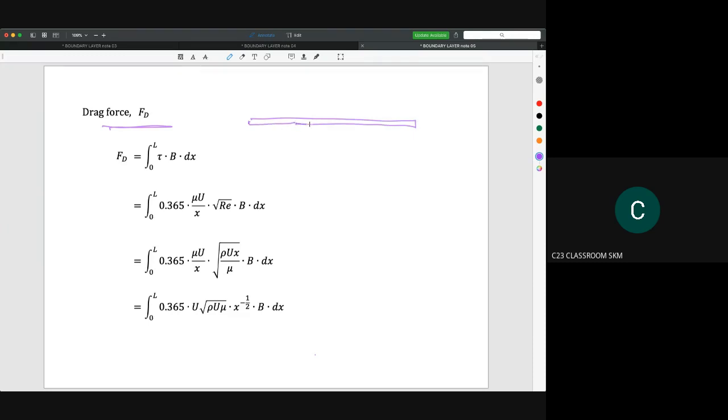It comes from this idea. Let's say we have a plate here, and we have a lot of molecules on it. Each molecule will give shear stress. This means the total shear stress on this surface can be calculated by the idea of tau times A.